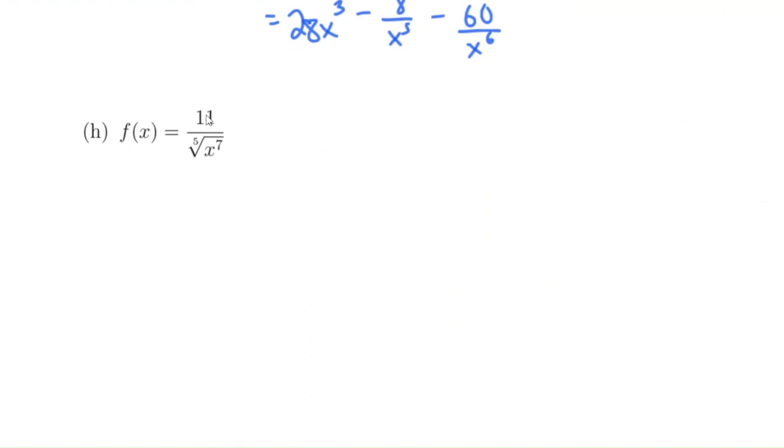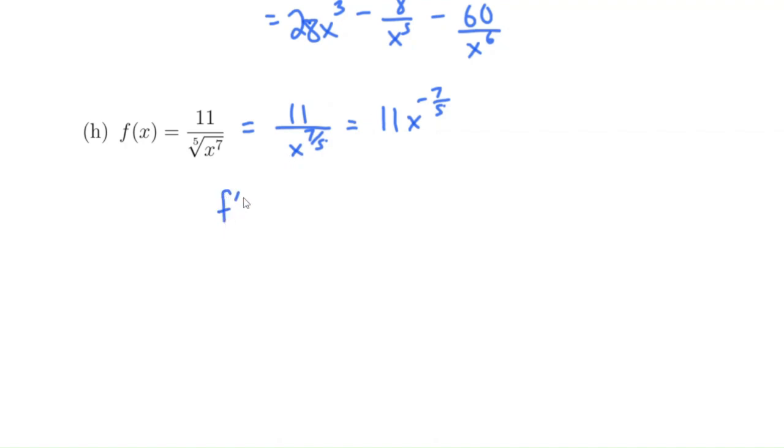Okay, and I believe we're on our last example. What about if we have 11 over the fifth root of x to the seventh power? Again, we need to remember, what is the fifth root of x to the seventh? Well, that would be x to the 7/5 power. The 7 is the exponent, and the fifth root is like taking something to the 1/5 power. But notice that this x to the 7/5 is in the denominator, so we can rewrite it as 11 times x to the negative 7/5.